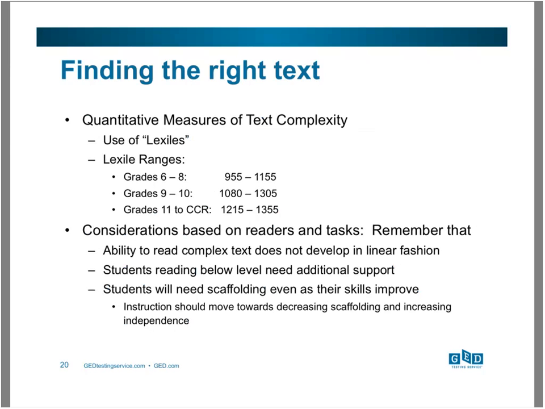But there's also something that we're much more comfortable with, and that is called quantitative measures. That's when we look at a text and we say, oh, it has a certain Lexile or a certain grade equivalency. That's the number system of text complexity. And many of our materials will say it's written at a Lexile or a grade equivalent of such and such level.